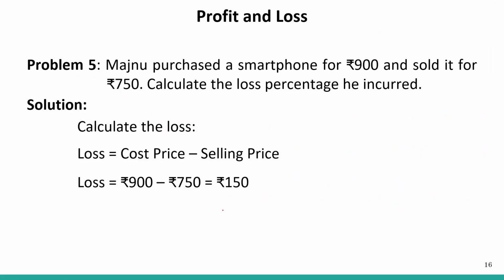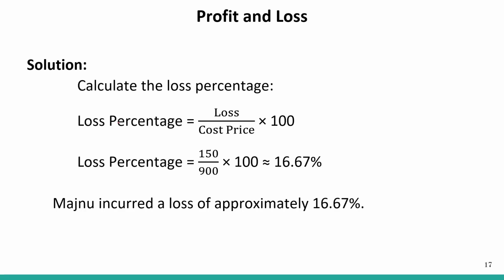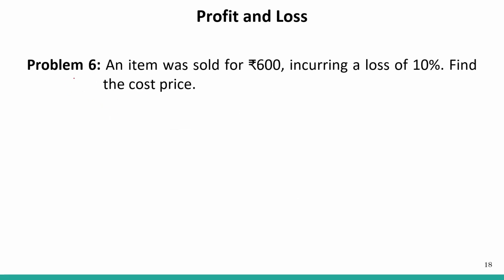Okay, so 16.67%. So let's see problem number 6. An item was sold for 600 rupees, incurring a loss of 10%.